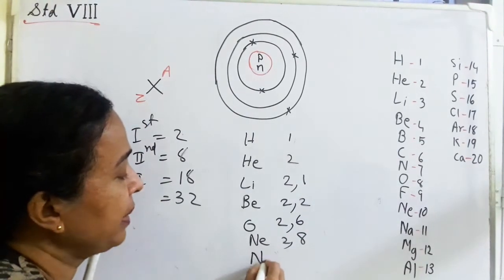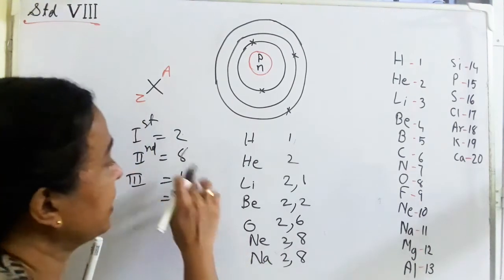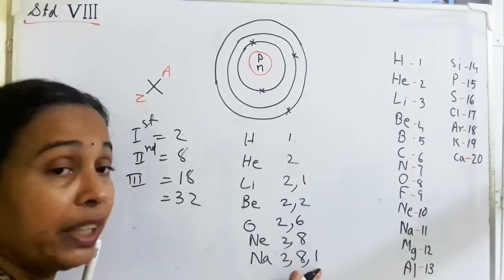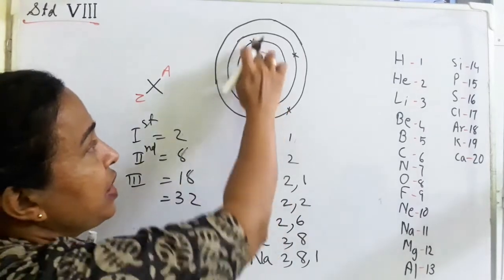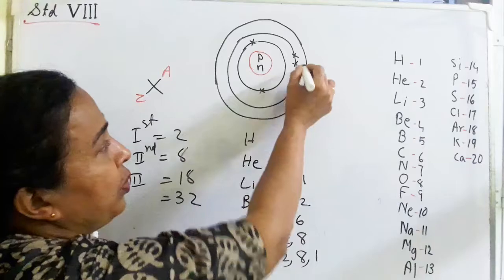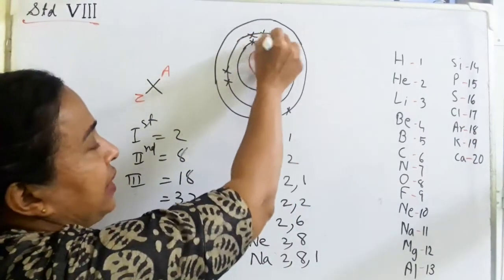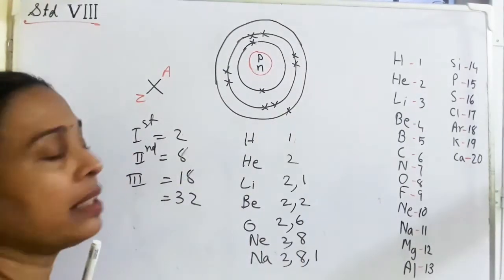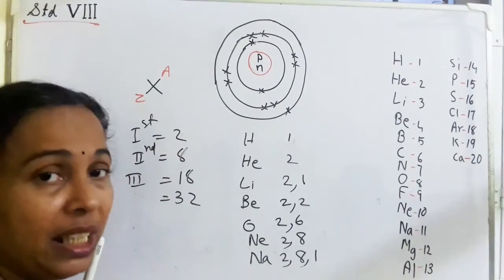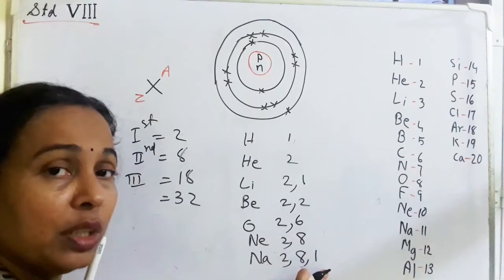Now sodium. Atomic number is 11. So first 2 go to the first shell, the next 8 to the second shell. The second shell is filled. The remaining one goes to the third shell. So this is the electronic configuration of sodium: in the first shell 2, second shell 8, and the remaining 1 in the last shell. Writing the number of electrons in each shell is known as electronic configuration.